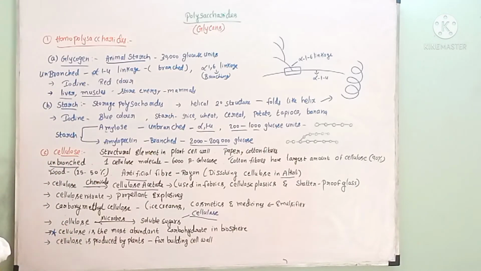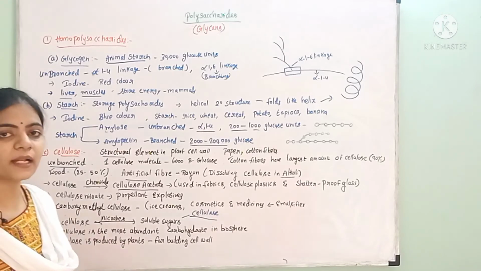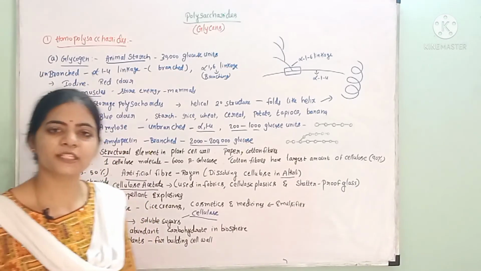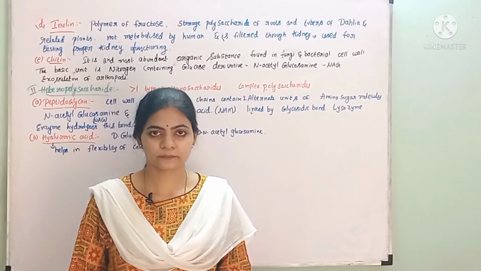Next, cellulose is the most abundant carbohydrate in the biosphere, and cellulose is produced by plants in making the cell wall. So this is about cellulose.